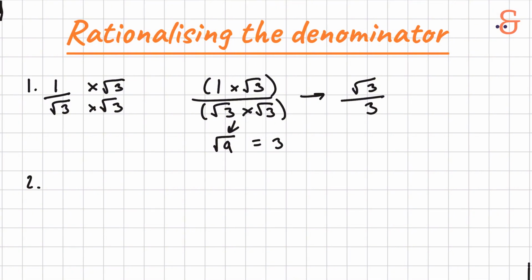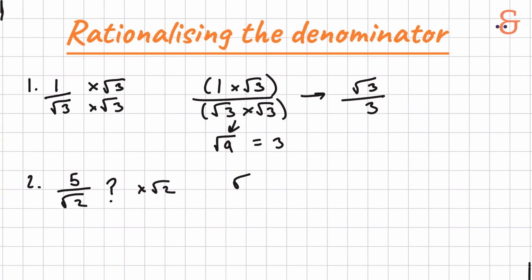What about 5 divided by root 2? So again, pause the video, have a go, and come back once you've got an answer. Okay, so now that everyone's back, all we're going to do is multiply the top and bottom by root 2, which gives us a final answer of 5 root 2 at the top and 2 at the bottom.